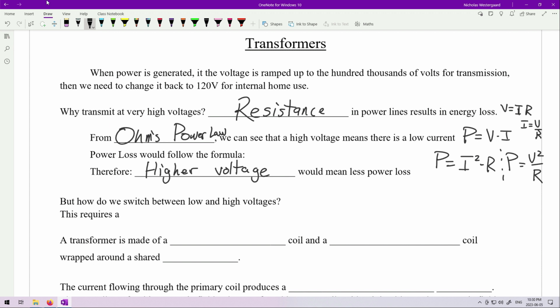But these hundreds of thousands of volts might set our homes on fire, so we probably want to bring it down to a low voltage. How do we bring these high transmitting voltages down to our low 120 volts for North American standard, and I think it's 220 for Europe standard? How do we bring those hundreds of thousands of volts down to a reasonable home use? This requires a device called a transformer.